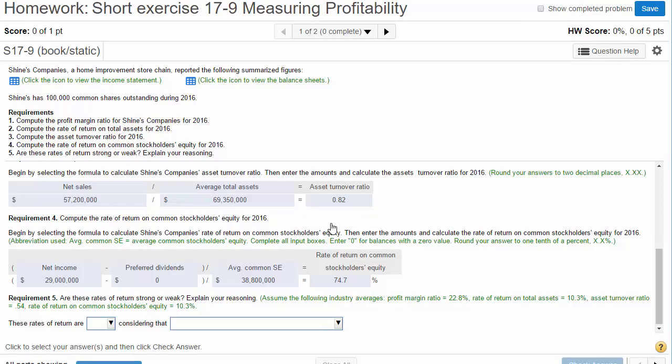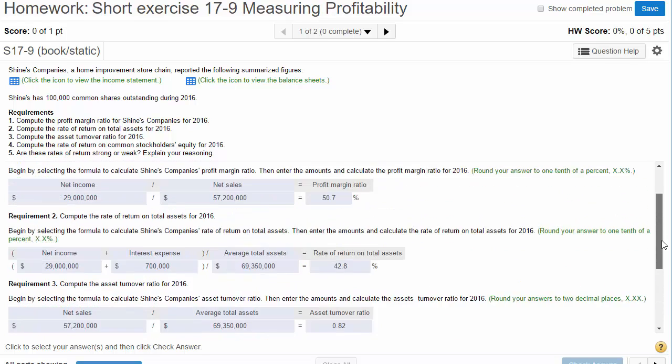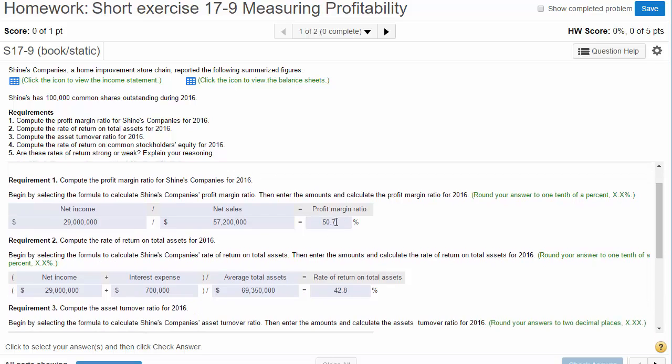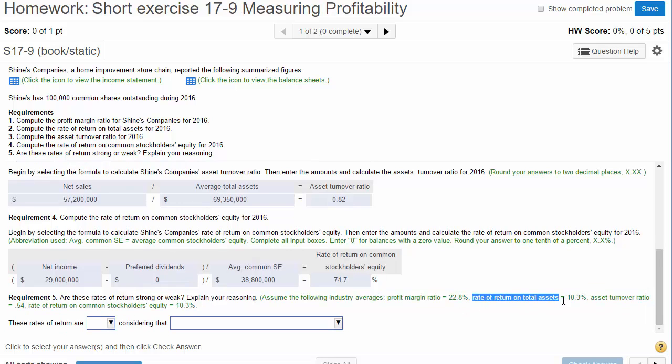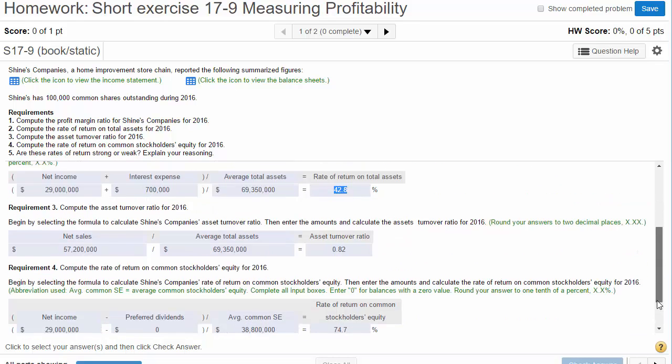Okay, now we're going to look at these returns and see if they're good or bad. So assume the following industry averages. Profit margin is 22.8. Our profit margin, wow, it's 50.7, more than double. Rate of return on assets is 10.3. Our rate of return on assets is astronomically high, 42.8.